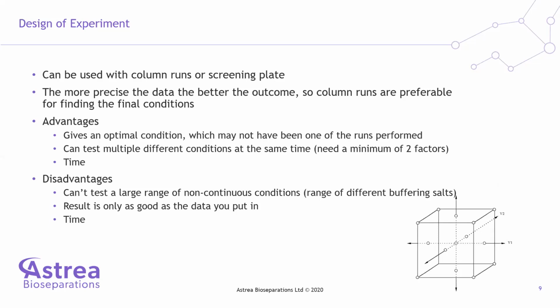So this technique can be used for column runs, or it can be used with the screening plate. However, the more precise the data, the better your outcome. Therefore, a column run would be preferable if you're finding out your final condition, whereas a screening plate would be more appropriate if you're scouting for your conditions that you want to further investigate. The advantages of this approach is that it will give you the optimal condition, which may not have been one of the column runs that you performed.